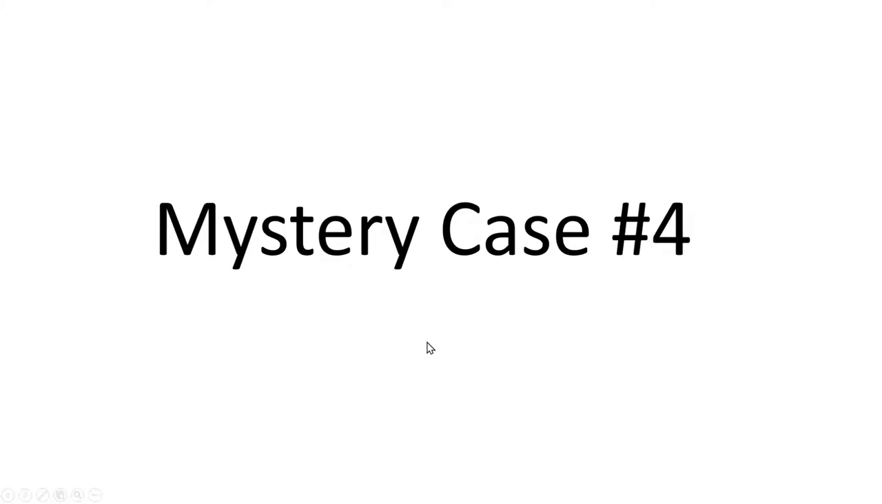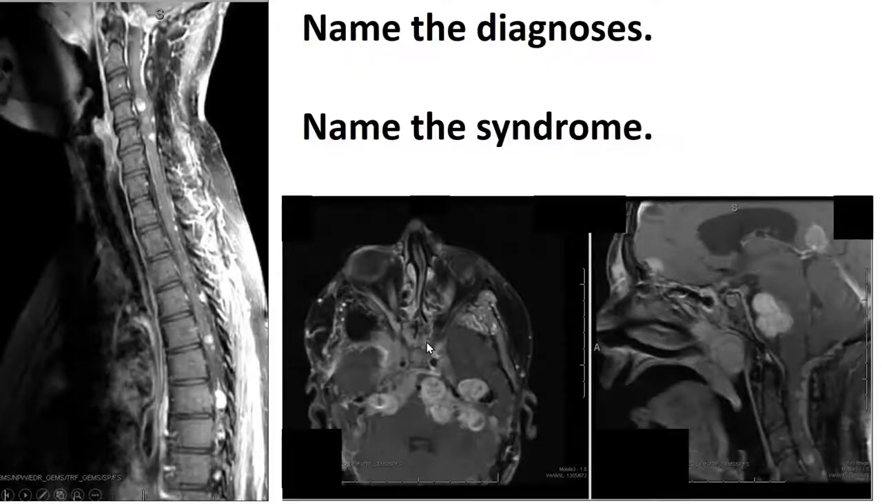Okay, let's get started. So mystery case number 4. The question is, name the diagnoses, with an S, and then what is the syndrome? Let's start with the diagnoses first. So the diagnosis here, what do you guys think? There are two major diagnoses here. So what are we looking at? We are looking at a sagittal view of the spinal cord, axial view, and a sagittal view here.